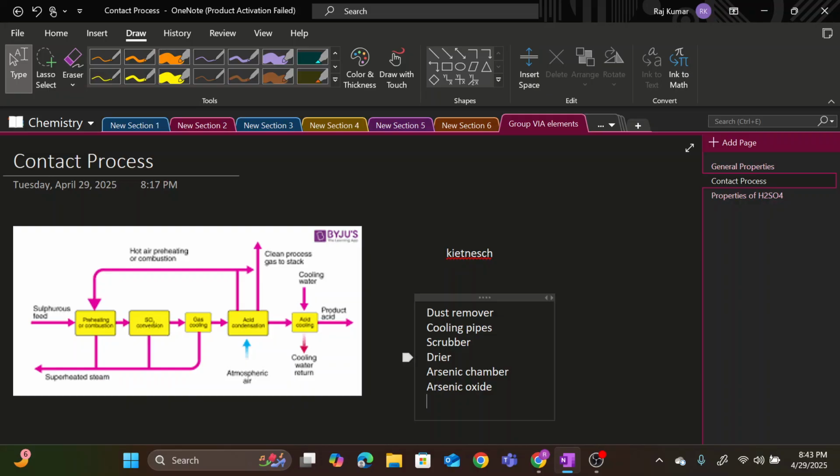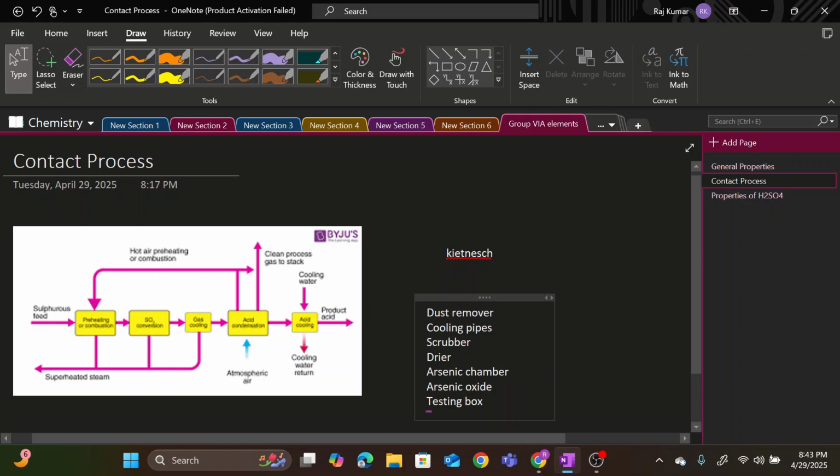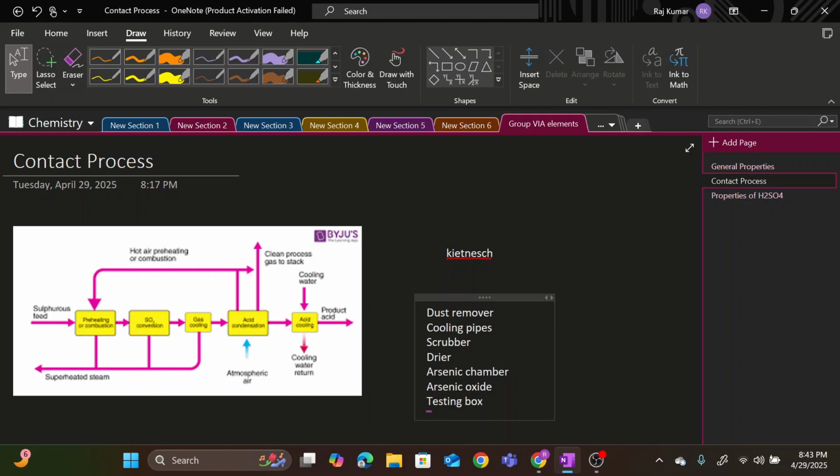And then we have another chamber named the testing box, in which a beam of light is passed through the sulfur dioxide to identify any solid particles. If any solid particle is identified, then the sulfur dioxide is purified again through the same procedure; otherwise, it is moved forward.